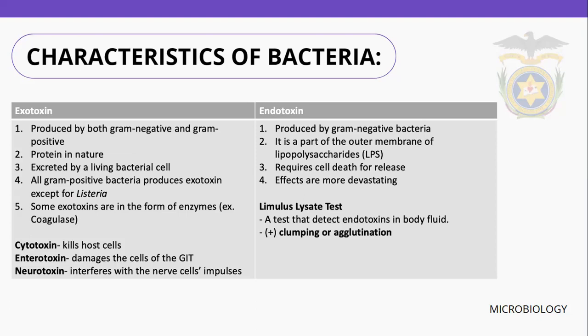And guys, I want you to remember this test as well. We have the Limulus lysate test. This is a test to detect endotoxins in body fluid, and the positive result here is the clumping or agglutination. And this test makes use of an aqueous extract of blood cells from a horseshoe crab.